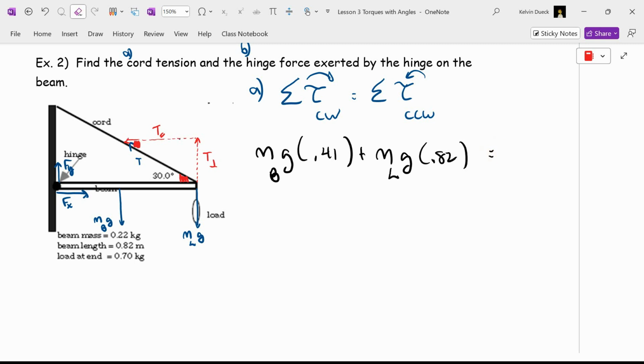That has to equal, okay, what's going to cause this to spin counterclockwise if it could? Only tension perpendicular times its distance from the pivot. Oh, is it also at the end of the beam? Also 0.82. Now I need to do some trig. I need to get an expression for the perpendicular component of tension.